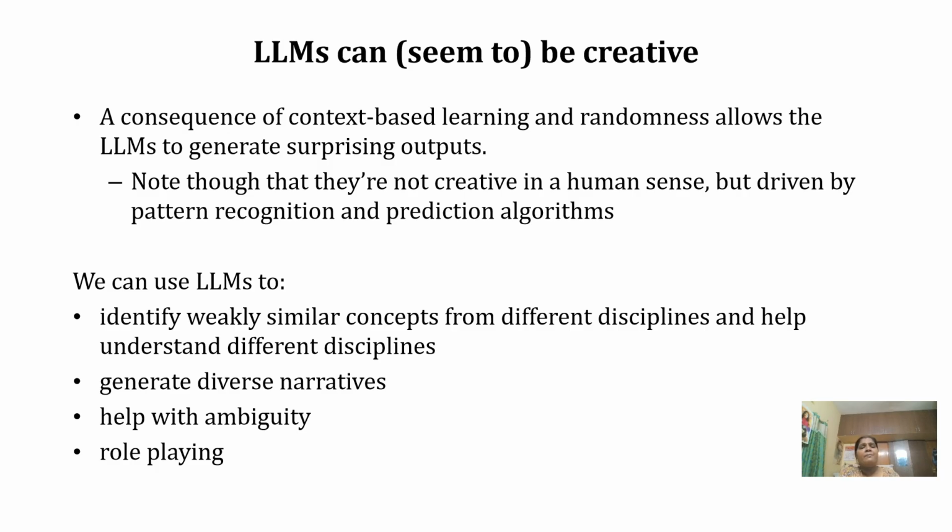So we can use LLMs to identify weakly similar concepts from different disciplines and help understand different disciplines. So you can have LLMs that can understand different disciplines, generate diverse narratives, and help with ambiguity. That is, to some extent it helps with the ambiguousness in a text, and we can even have role play. Whenever you talk about LLMs, they can hallucinate. That is the limitation.